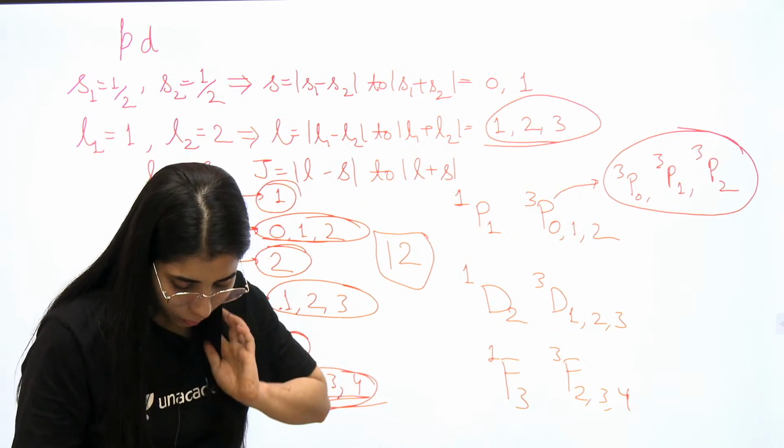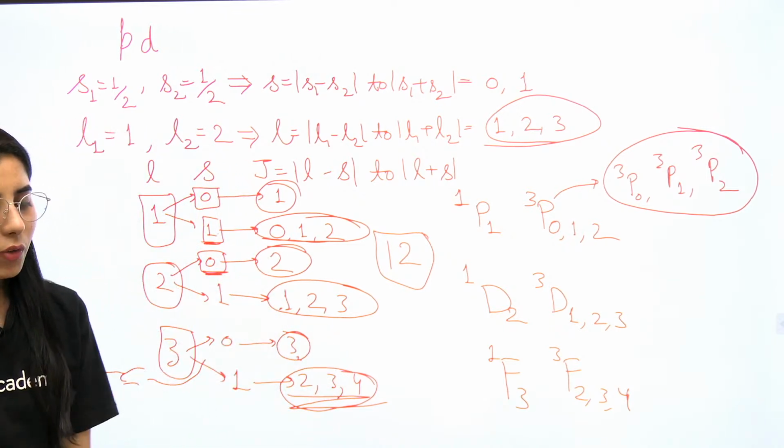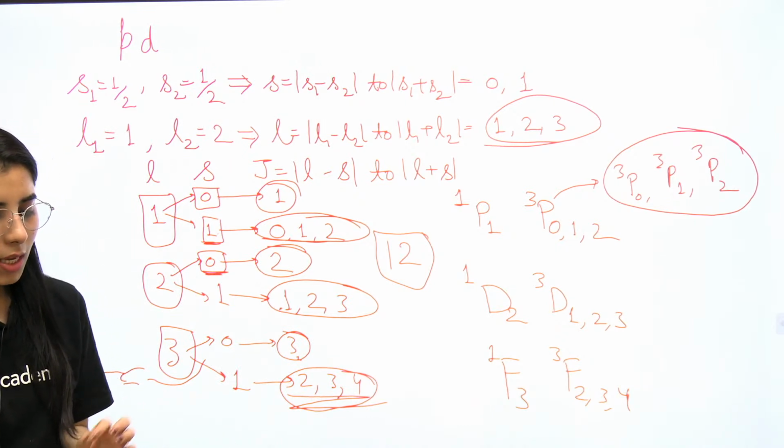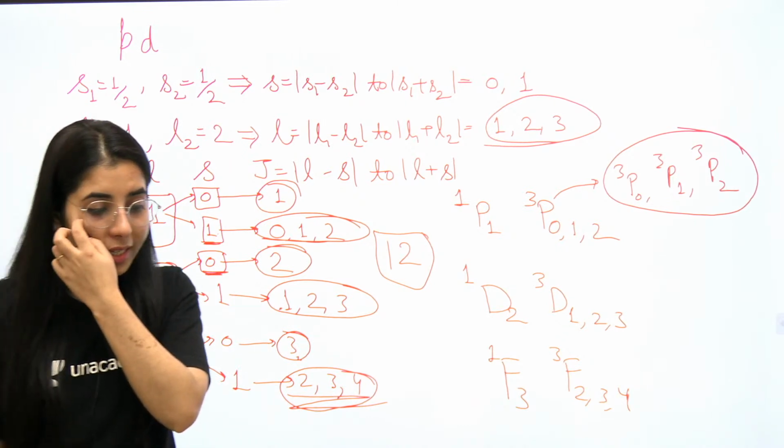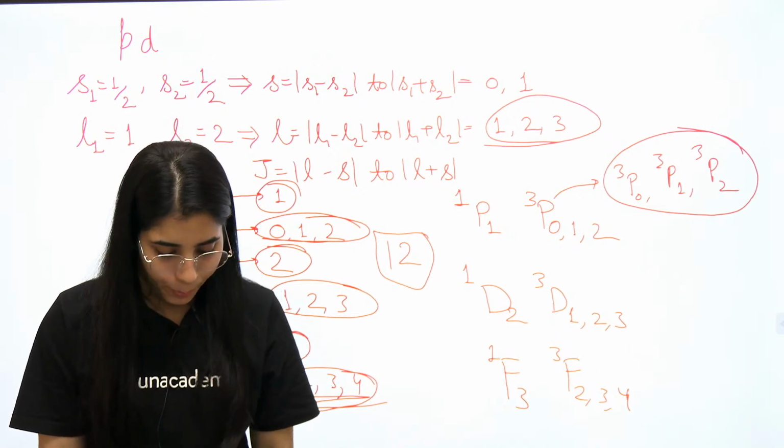Done? Clear? Is everything clear till this point to everyone? How you will find all the spectroscopic terms and how you are going to solve it completely? Everything is clear to everyone? Done?